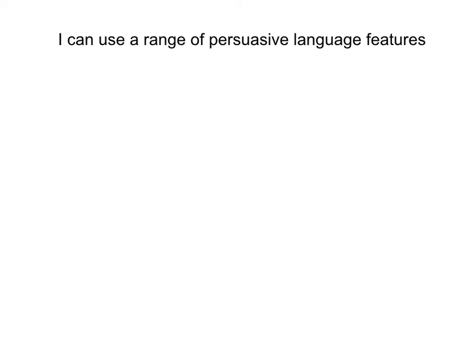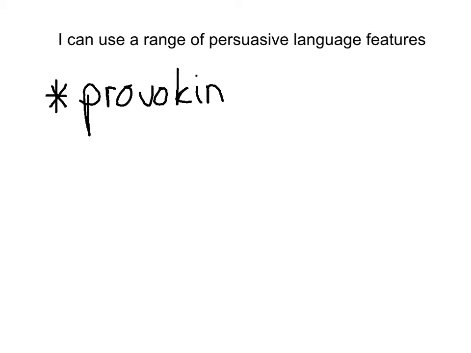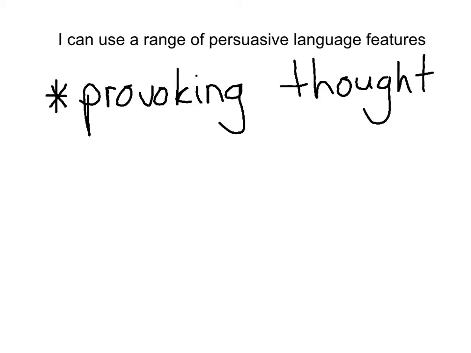So there are a few things we can use that I'm going to show you. The first one is the use of provoking thought and how you can do that. Provoking means sparking off an idea in the person's brain. Provoking thought, and this thought could be against what they had thought before they read your article or argument.